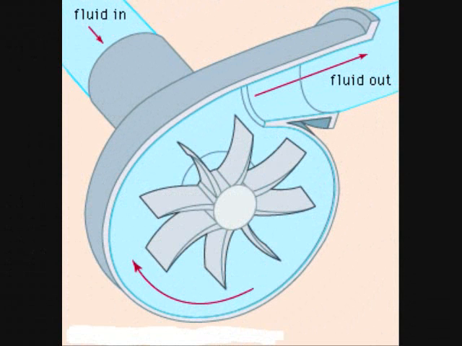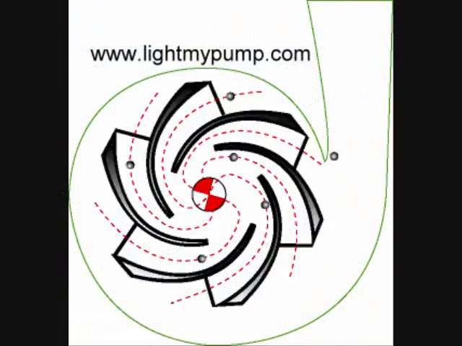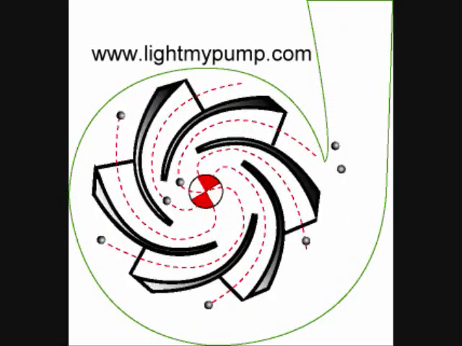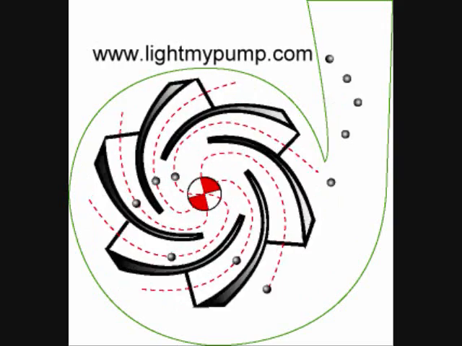A centrifugal pump has a rotating impeller to increase the pressure of a fluid. The picture shows the fluid as it enters the suction nozzle. The fluid gets pulled in by the suction vanes of the impeller. The impeller then spins the fluid around at a high pressure and a low velocity. The impeller spins the fluid out of the discharge nozzle at a low pressure and a high velocity.